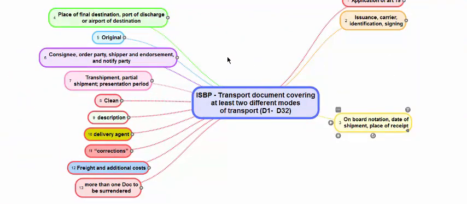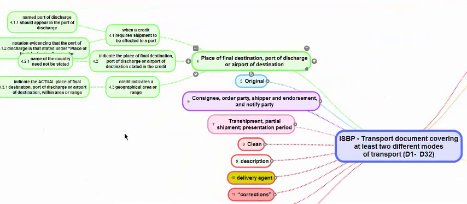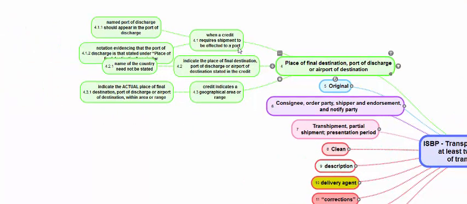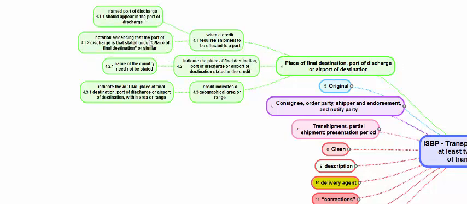Now let us look at the place of destination and related things. When the credit requires shipment to be effected to a port, this is regarding destination or discharge. When the credit requires a multimodal transport document and it says it has to be effected to a port, then the named port of discharge should appear on the transport document. The named port of discharge should be there.